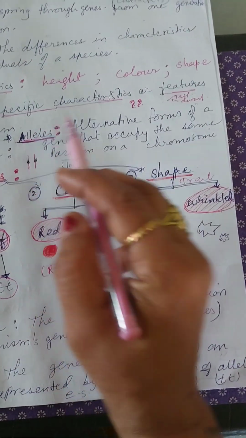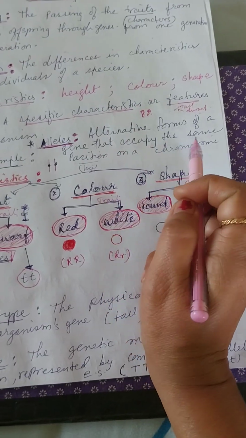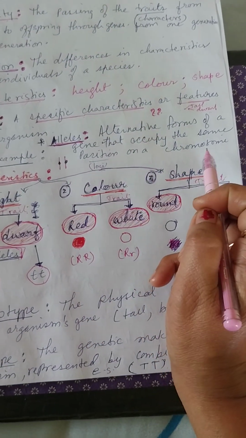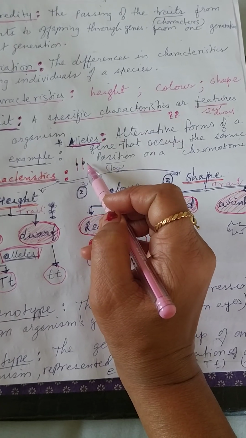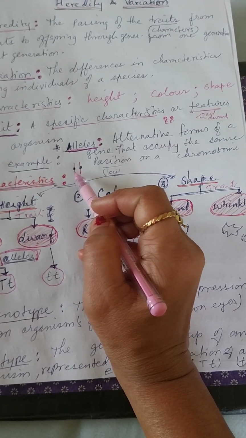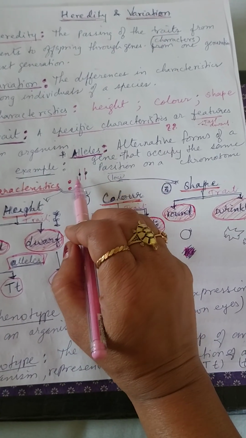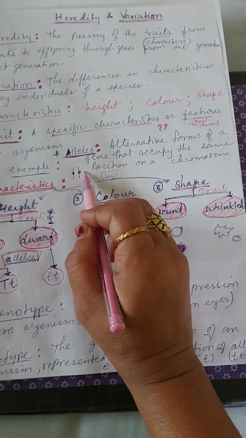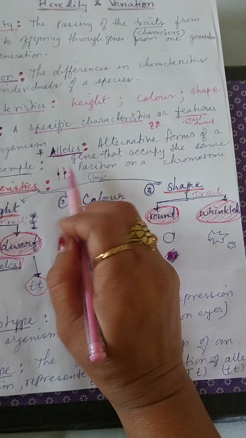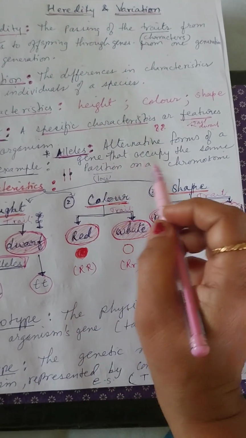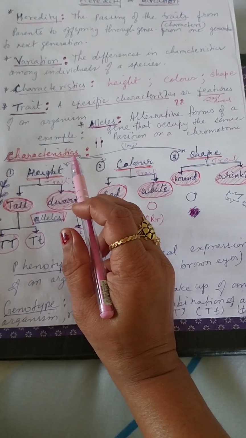So what are alleles? The alternative forms of the genes that occupy the same position on a chromosome. Suppose this is a pair of chromosomes. At the same positions, there will be the alternative forms of the genes. Mendel said factors; Mendel's factors are the genes, as we now know. So the two alternative forms of the genes that occupy the same position on the chromosome are known as alleles.